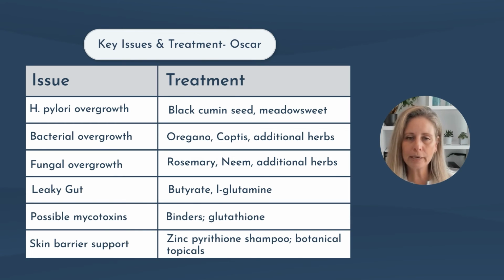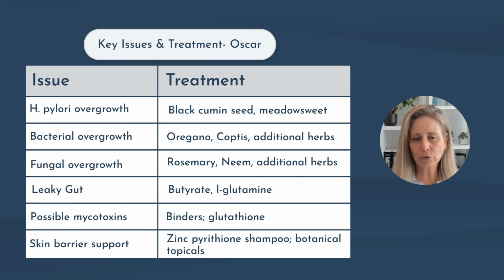So for H. pylori, I'm doing things like black cumin seed and meadowsweet. For the bacterial overgrowth, a wide range of herbs, but oregano, coptis, and others. And for fungal overgrowth, things like rosemary and neem. For his leaky gut, there are butyrate supplements for that low Faecalibacterium prausnitzii, and L-glutamine. And for the possible mycotoxins, binders and glutathione. And then again, for the skin barrier support, the zinc pyrithione shampoo, and also some botanical topicals that I worked with Mom on. So how did he do?